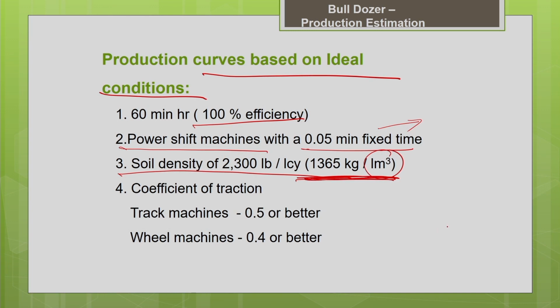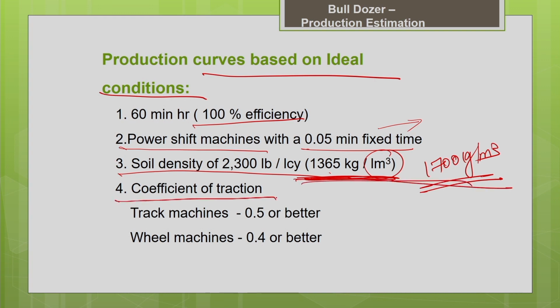But the soil which you are going to handle in the project site, say if it is denser than this, say if it is 1700 kg per meter cube, okay, obviously your productivity will get reduced. If it is going to be denser than this, obviously your productivity which you are going to realize will be lesser. Okay. So, in that case you have to apply the correction factor accordingly.